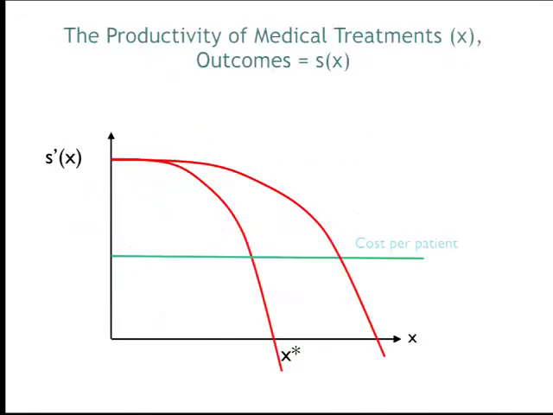So the key here is that we want to think about the productivity of these different treatments, in terms of how often you apply them and what the marginal return to the treatments is. So this is the outcome. The treatments are X, and the outcome is S of X. So you want to maximize S of X. What's being plotted here is just the derivative of S of X, so S prime of X.